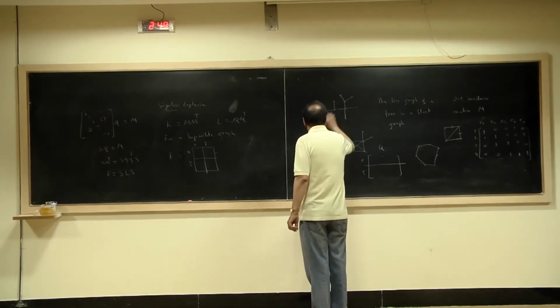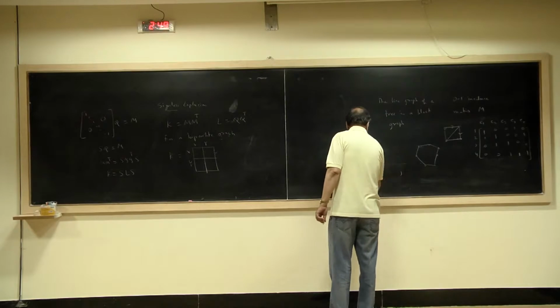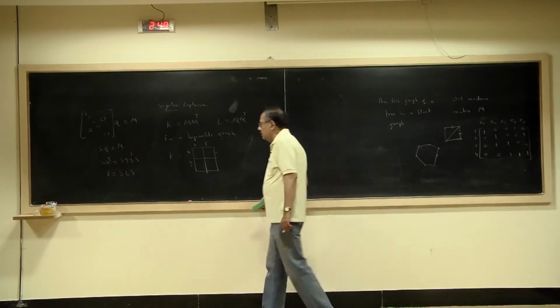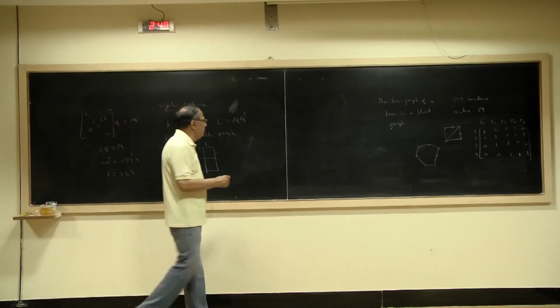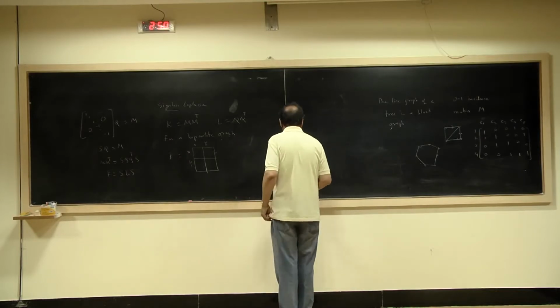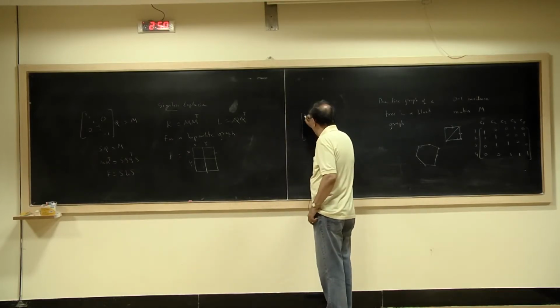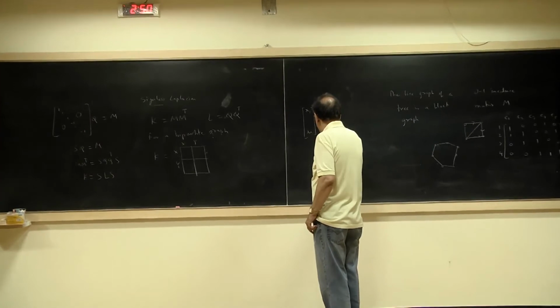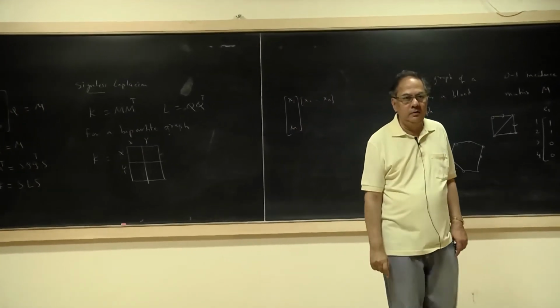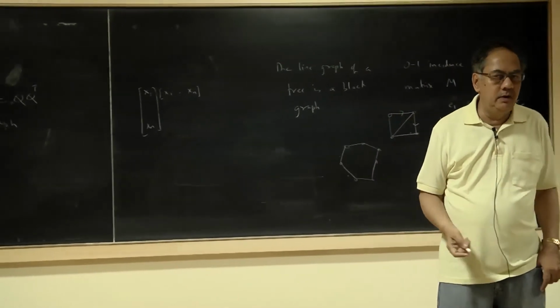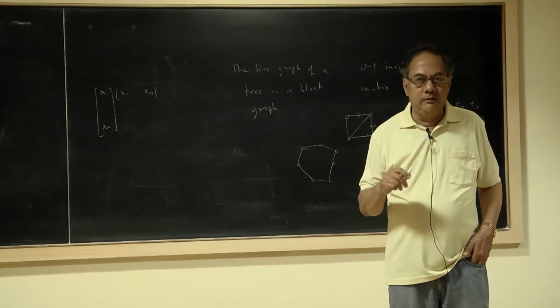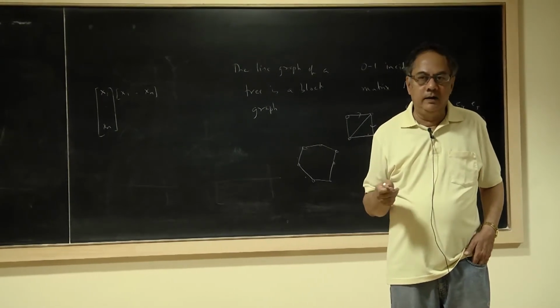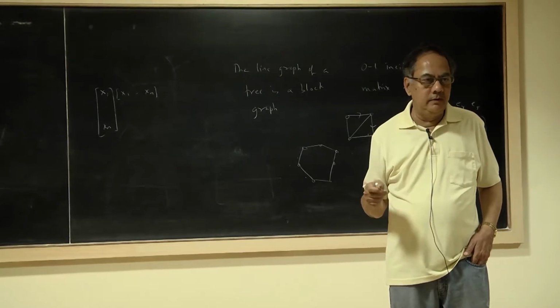One more thing that I need is a simple fact from linear algebra. If you take two matrices, do you know what the eigenvalues of this matrix are, column X1, X2, ..., Xn times the row X1, X2, ..., Xn? This is a square matrix. What are the eigenvalues? The only nonzero eigenvalue is x1 squared plus x2 squared and so on, and the other eigenvalue is 0, coming n minus 1 times.